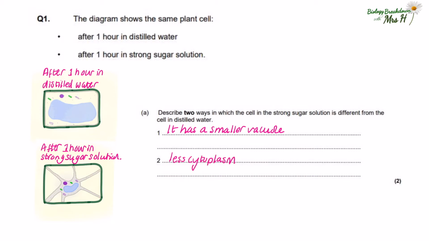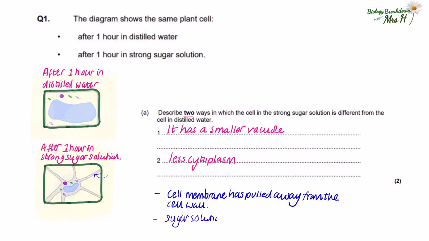They have only asked for 2, so we're only going to put 2, but other possible answers could be the cell membrane has pulled away from the cell wall, or the sugar solution is between the cell membrane and the cell wall.